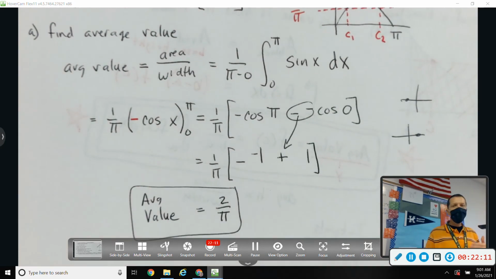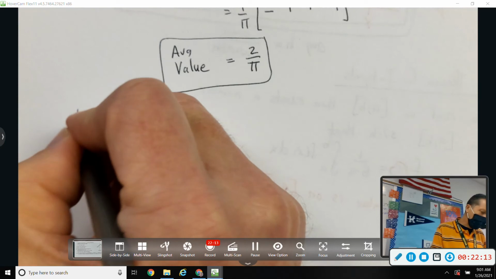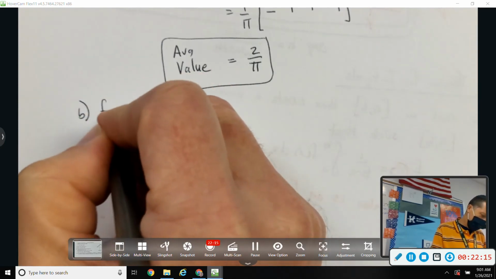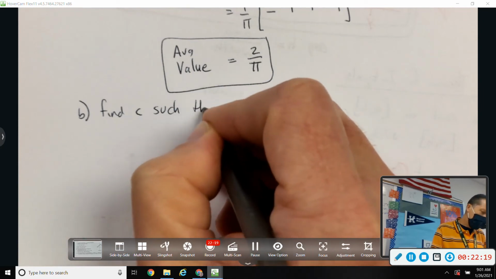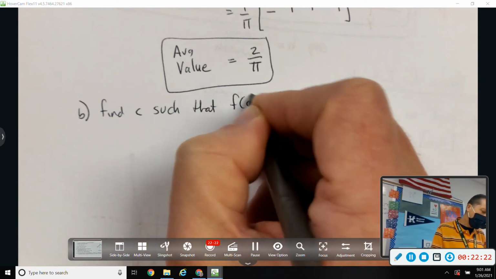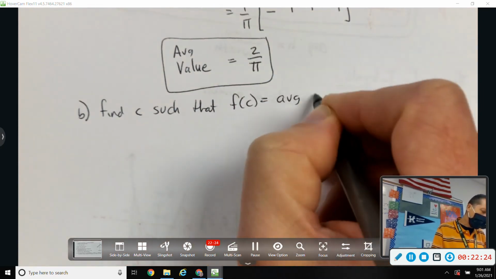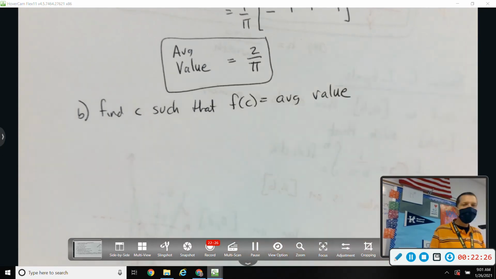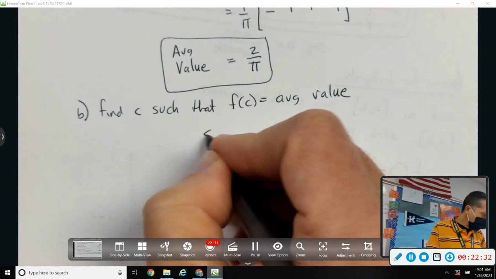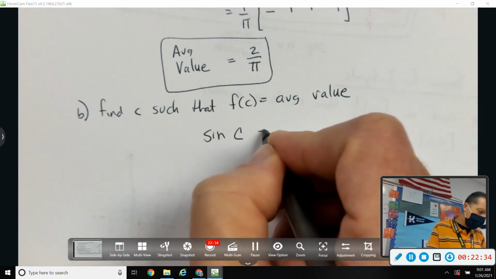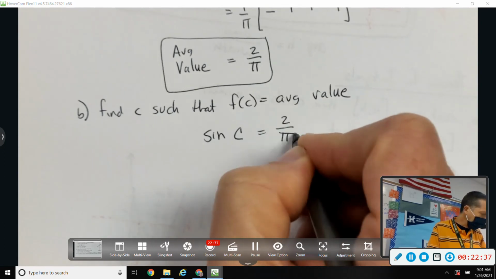So part A is find the average value. Part B is, well, where does it happen? Find C such that f of C equals the average value. Find the x value where it happens. So sine of C equals 2 over pi.